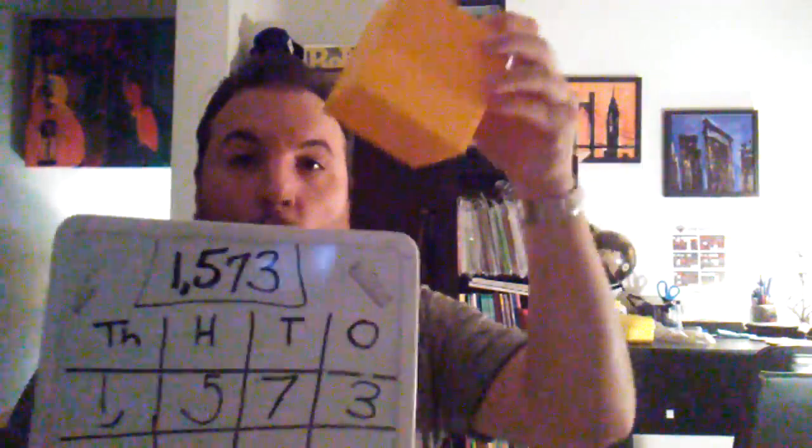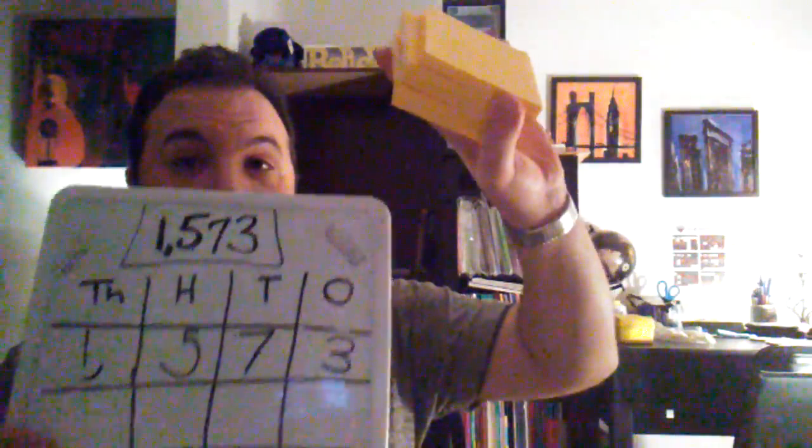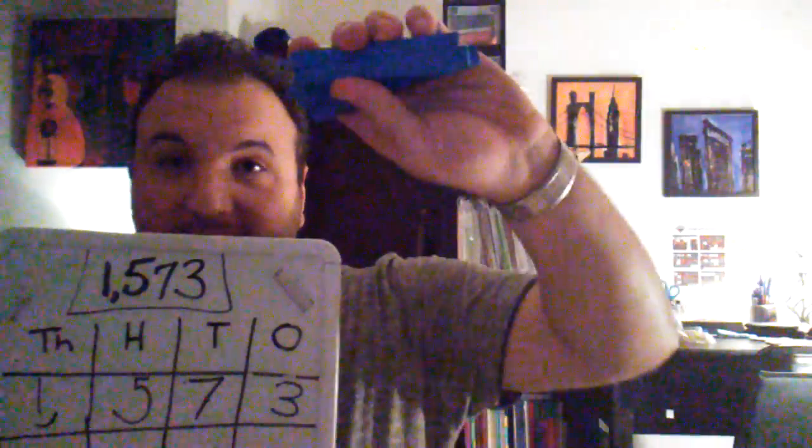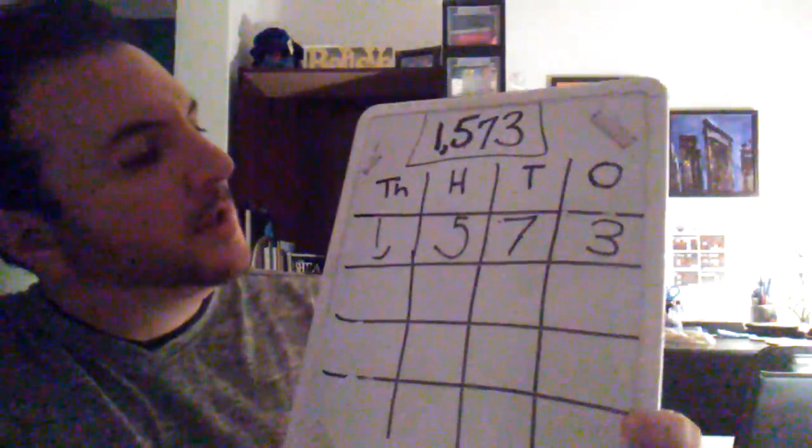In place value blocks, what would it look like? 1,000, right? 500, 7 tens, and 3 little ones, right? Okay, that's the easiest way to do it, to break it down.